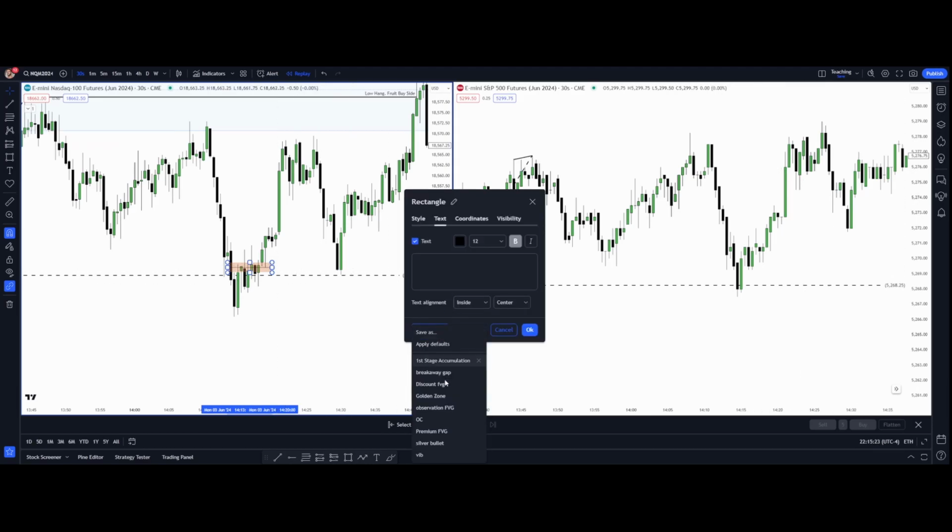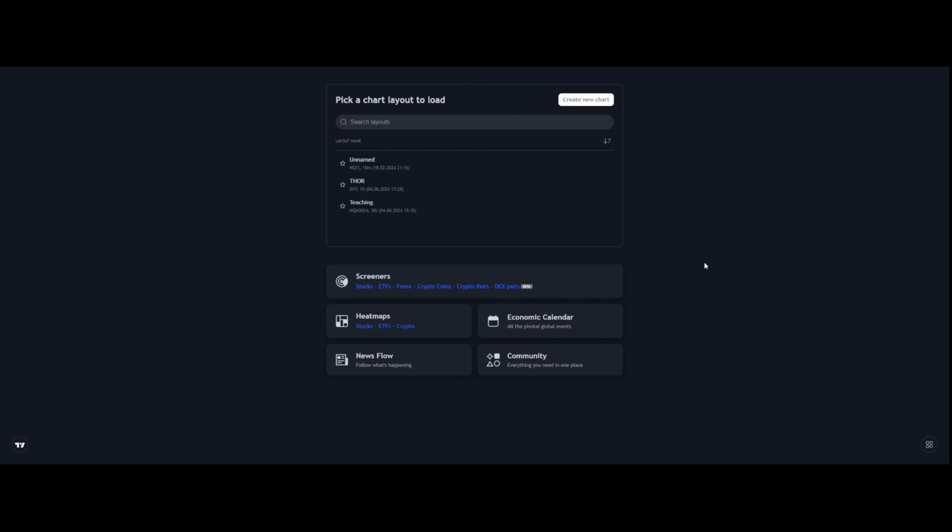Golden zone. Hold on. Golden zone. What the fuck? Come on. Come on. Oh my god, bro. I'm going nuts. Oh my god, what's going on?